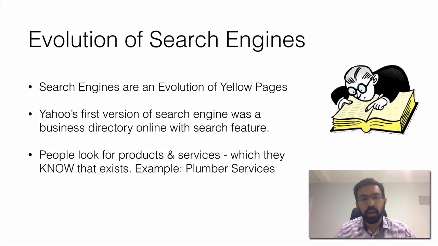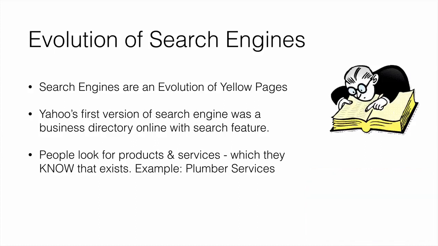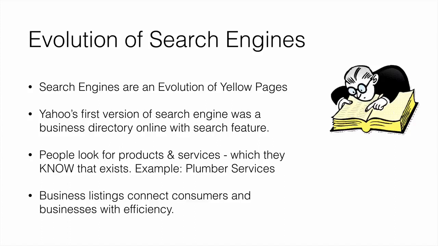For example, if someone is looking for plumber services, previously they used to look at yellow pages in a certain alphabetical order. It was listed in yellow pages and they used to get the phone number or contact details of the business. Today we use search engines. Business listings connect customers and businesses with efficiency, and this type of marketing is a little bit different from other types of marketing, which we will learn more about in the upcoming slides.